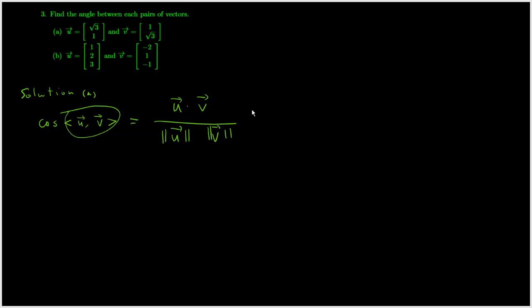How about we just compute the numbers separately, and then we get the cosine value of the angle? Actually, it's not hard to just keep on going. So how about we just keep on going? It's okay. Now u dot v. u has two components, v has two components.